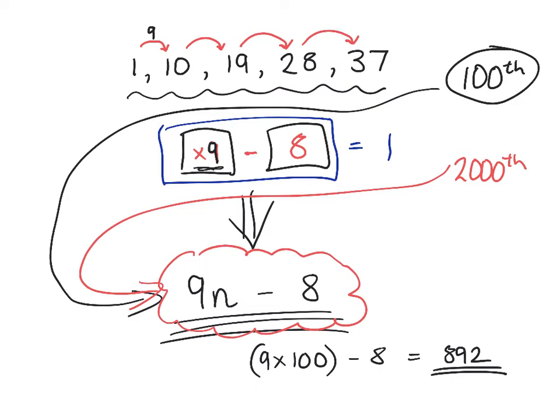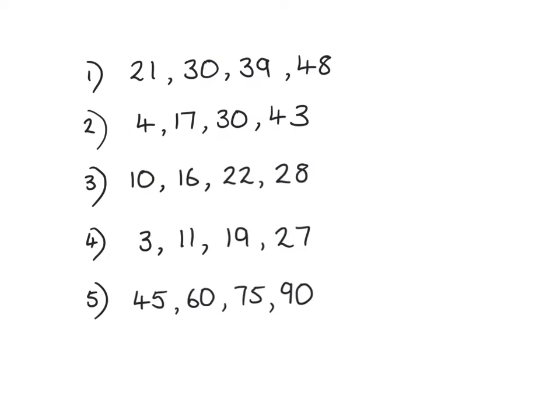Right, let's give you some questions. So I'll give you 5, and your task is to produce 5 little formulas like that. So here are your questions. What I'm expecting the answers to look like is something n, and then either plus or minus a number. Okay, that's what I'm expecting it to look like.